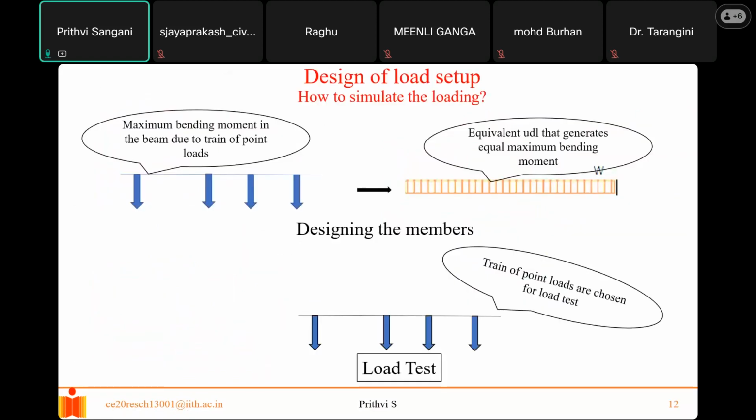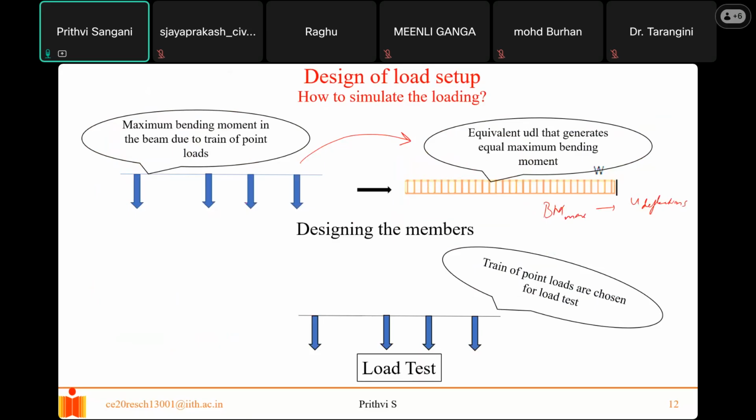Now, the maximum bending moment in the beam due to the train of point loads is this one. And we can do two things. One, we can use an equivalent UDL that generates the equal maximum bending moment. Usually this is how the analysis is done. Even in the designs, they don't consider these high point loads; they only consider an equivalent UDL. But we don't want to do that. The only reason is, if you convert this into an equivalent UDL, you can match your maximum bending moments, but you can't match your deflections.